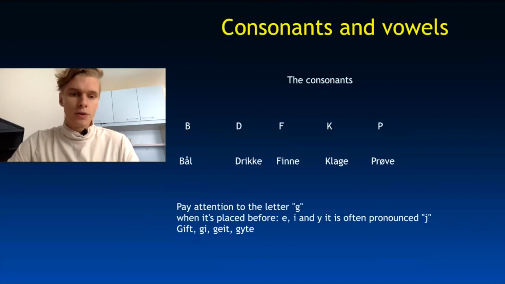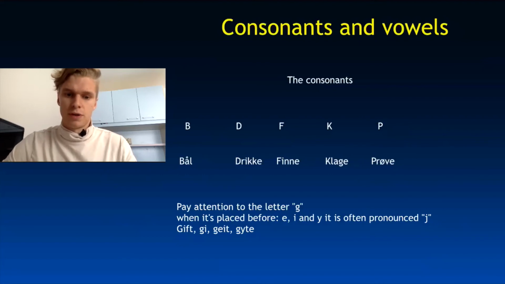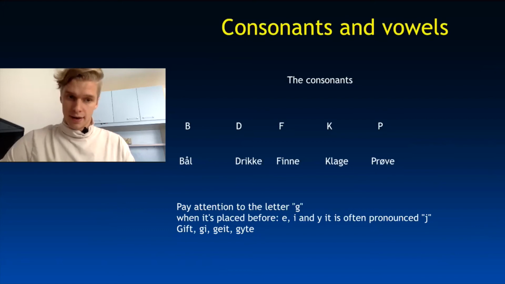And then I put a kind of rule at the bottom here. It can be a little bit difficult sometimes because we have some strange words in Norwegian. I'm just going to admit it. For example, you see we have gift, gi, geit, gyte. There's a rule here, because normally you would say ge.